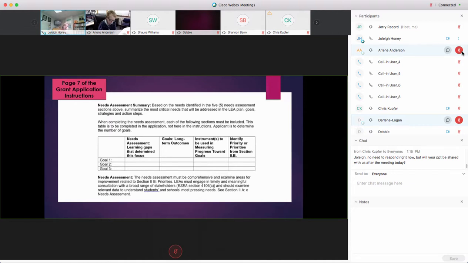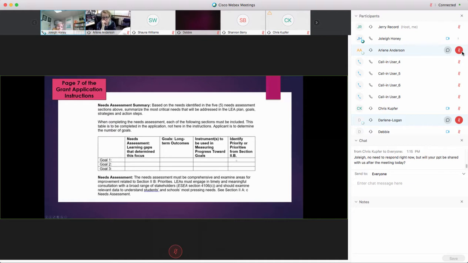So I also wanted to show you guys that when you do the grant application, you'll see a chart that looks like this, where you will talk about here is your goal, and the goal will talk about how your needs assessment addresses this goal. Also, what are your long-term outcomes for the goal? What is the instrument that you're going to use to measure the goal? And then finally, this is the priority.